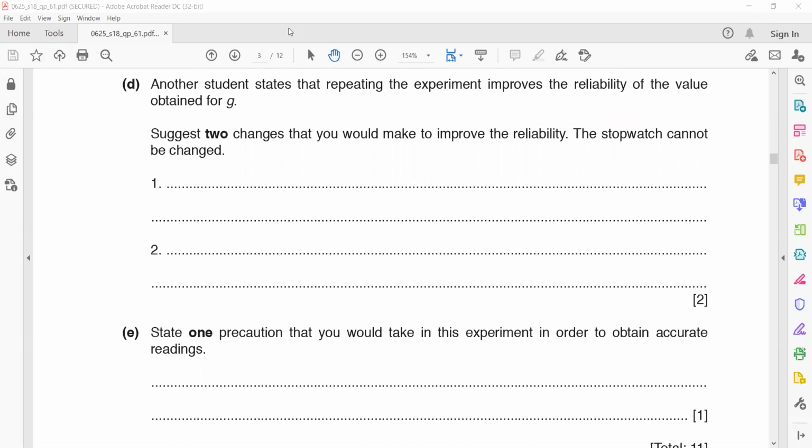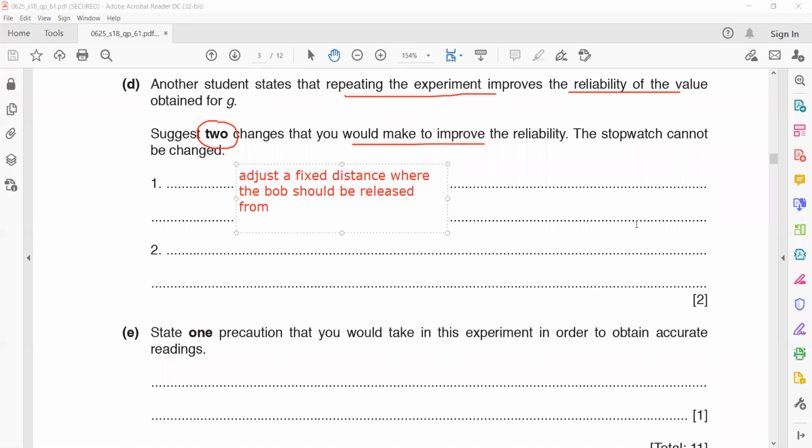Repeating the experiment, they already mentioned that another student said repeating the experiment improves the reliability. That's true. But the question is, suggest two changes that you would make, meaning what two changes you will make so that you improve the reliability. So adjust the distance where the bob is released. That is, use more values of d, or in other words, add more values of d. That's the same thing.